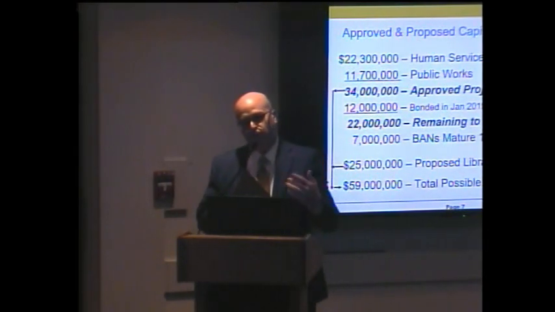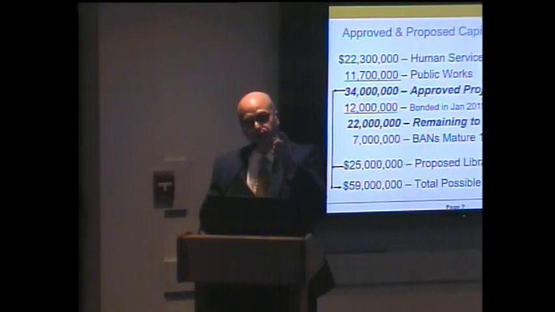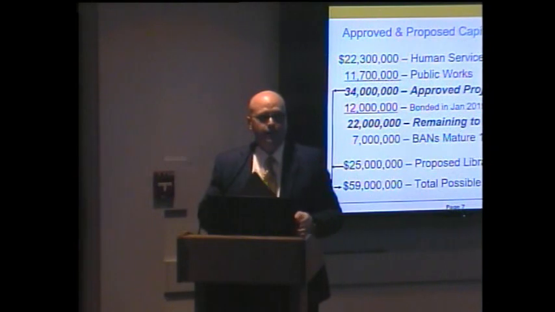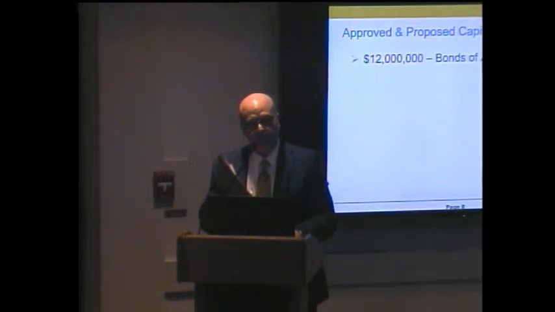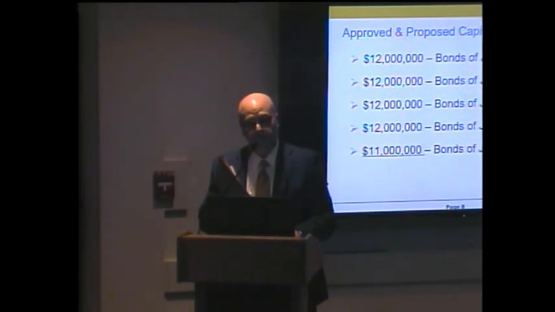So the town also, over the years, has talked about this proposed library, and the numbers that were thrown around was roughly $25 million. So if you take the $34 million that's already been approved, plus the $25 million for the proposed library, that's a total of $59 million. So some of the debt analysis we'll look at is the approved projects and the potential for the library. So when we initially looked at that, $59 million is a big number.